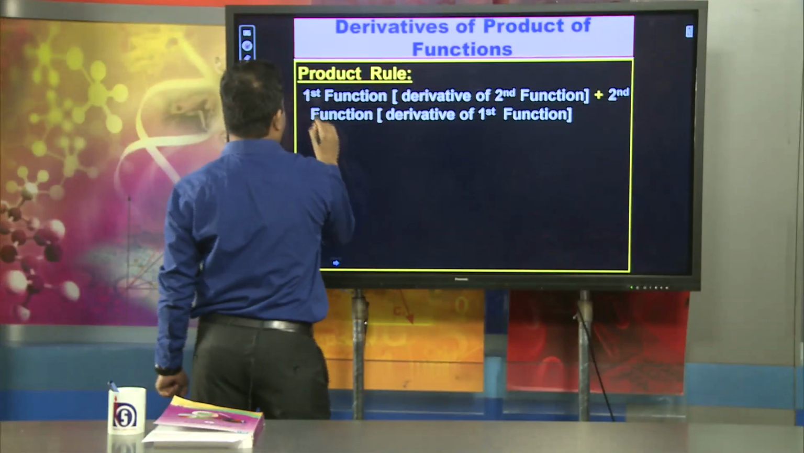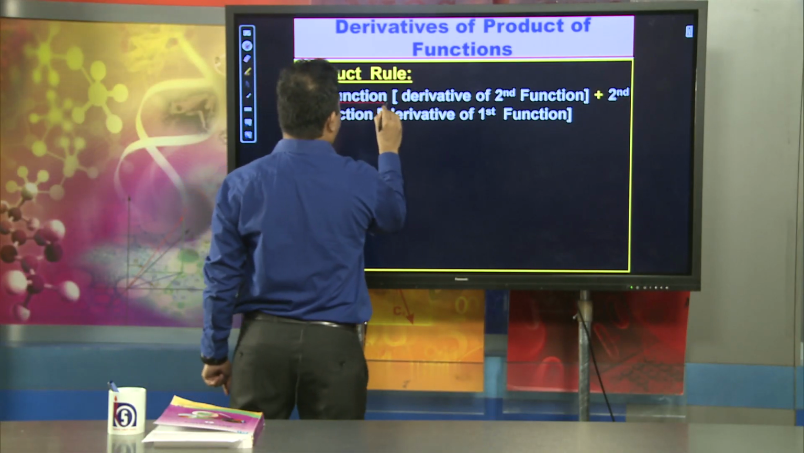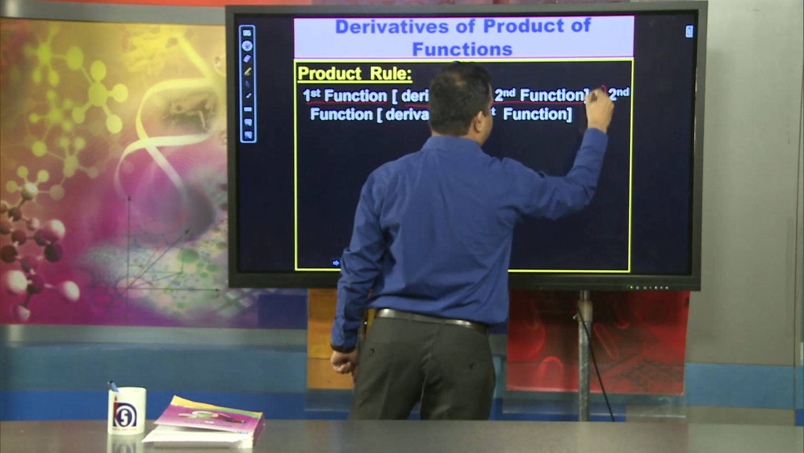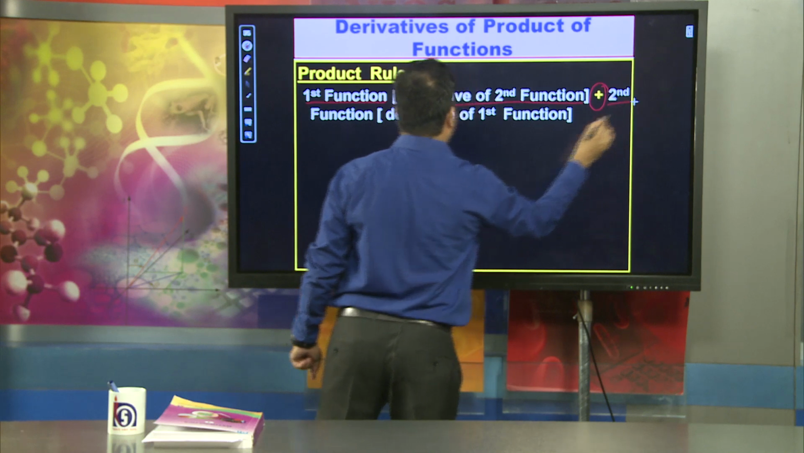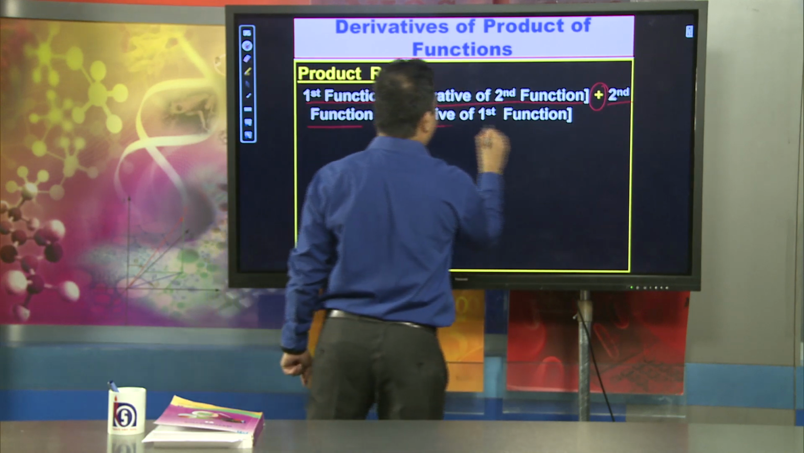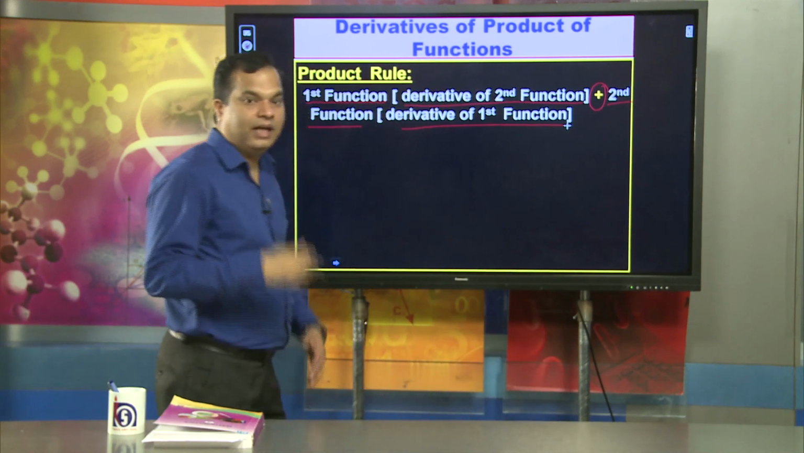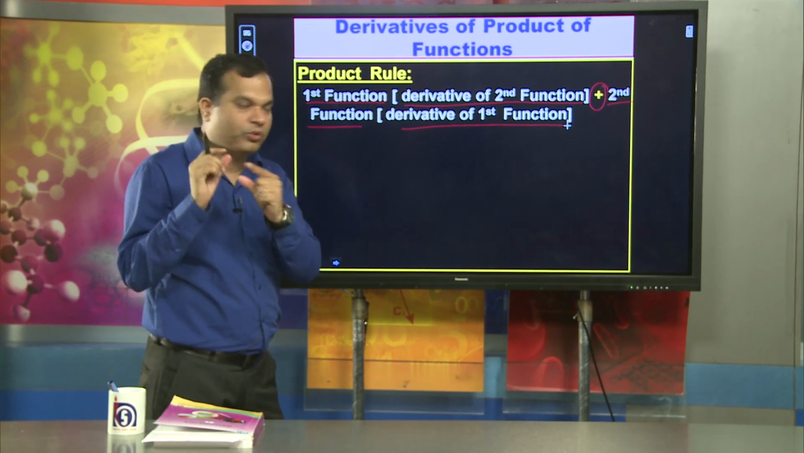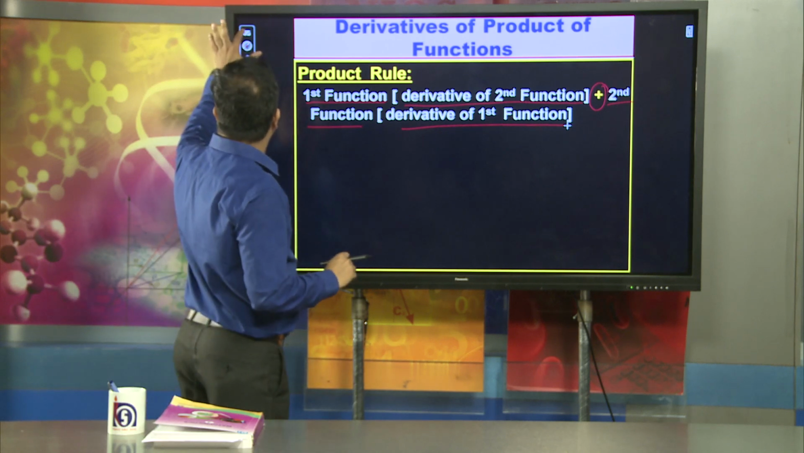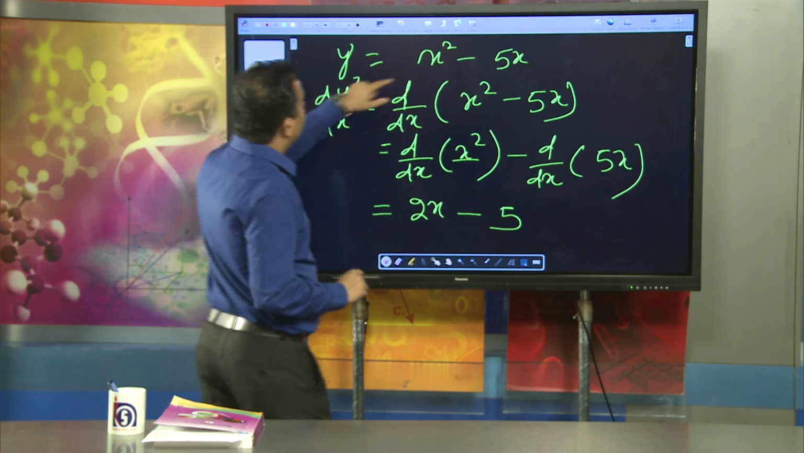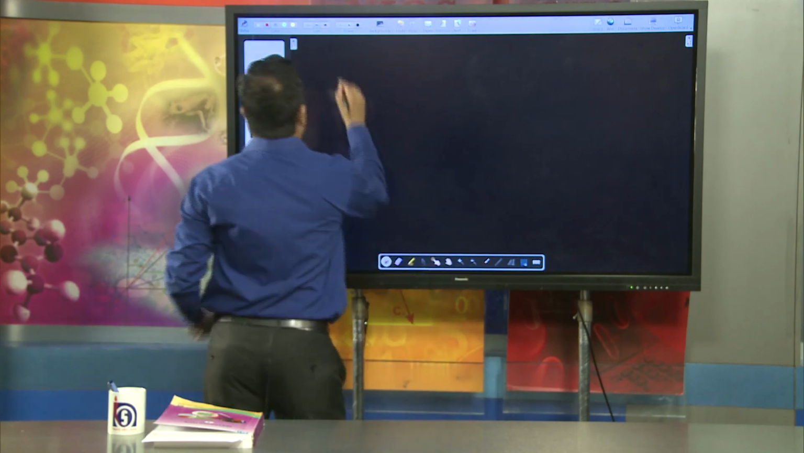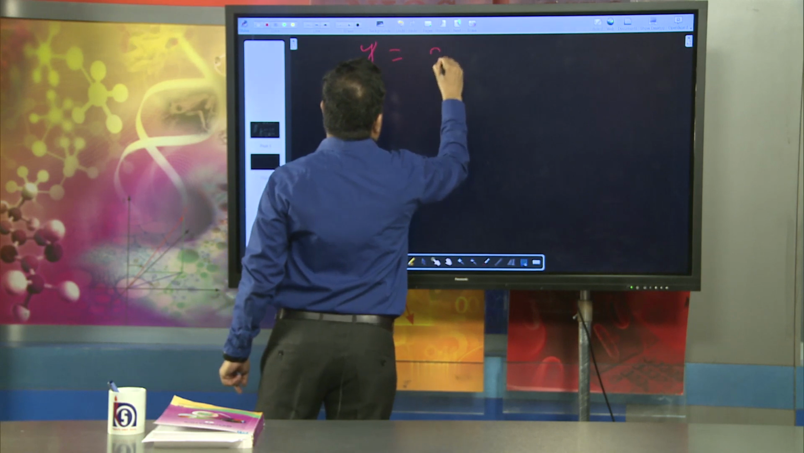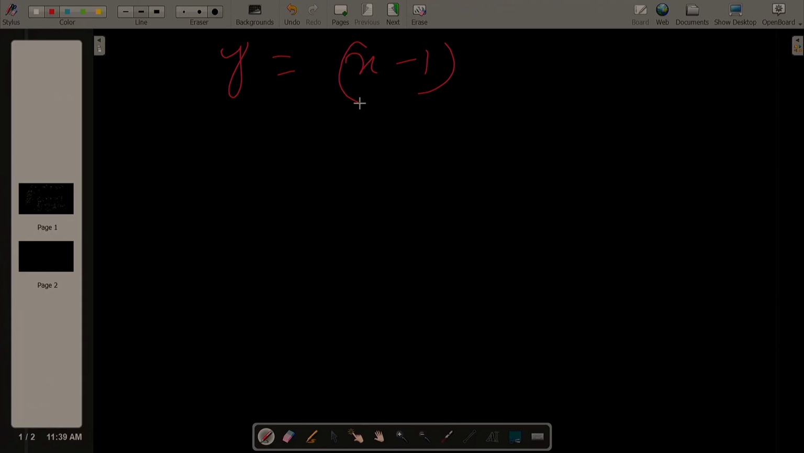The first function into the derivative of the second function, then we use the plus sign, then the second function into the derivative of the first function. This is the product rule to find the derivative of the product of two functions. It will be better if we take an example. Suppose I take y equal to x minus 1 into x minus 2.